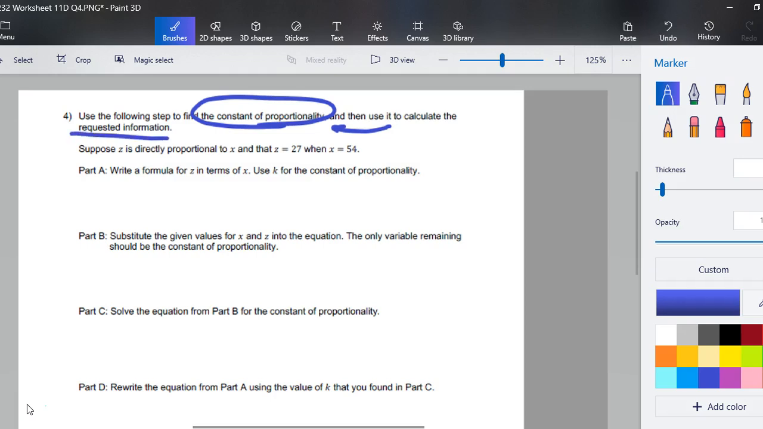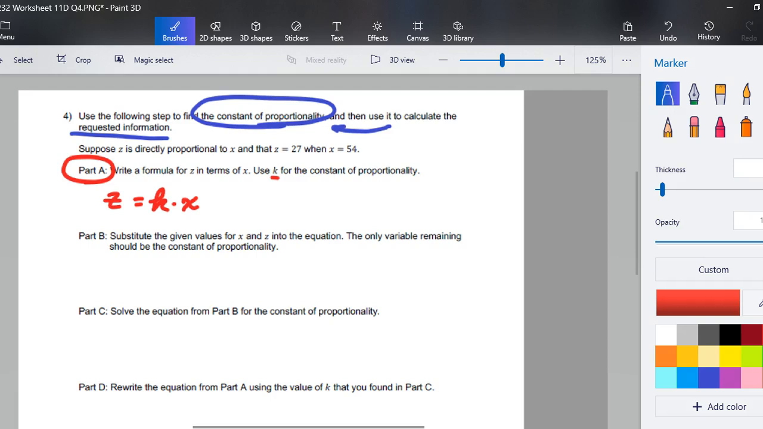Suppose z is directly proportional to x, and that z is 27 when x is 54. Slowly, methodically, part A says write a formula for z in terms of x and use k as the constant of proportionality. So z is directly proportional to x. That means we have a constant of proportionality.